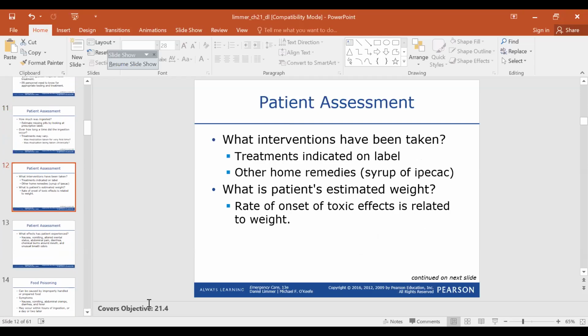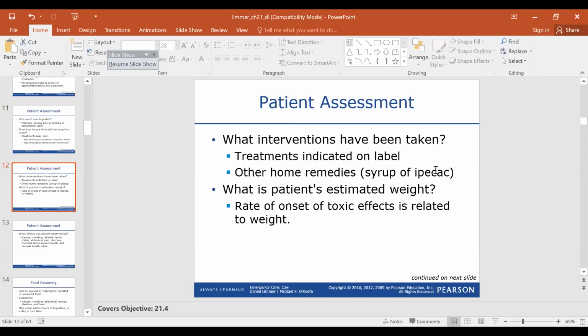When you get to the scene of the patient, if they were poisoned or they took something or they took too much of something, sometimes people try to do home remedies. A lot of times they do. So it's a good idea to get a general understanding of what the patient's family or friends have done before you get there. Here it says other home remedies, syrup of Ipecac.